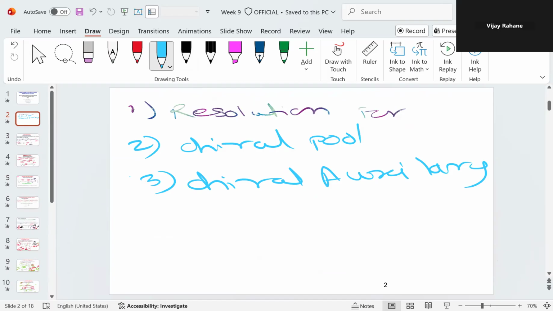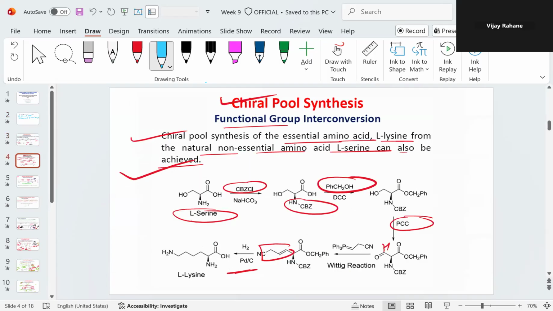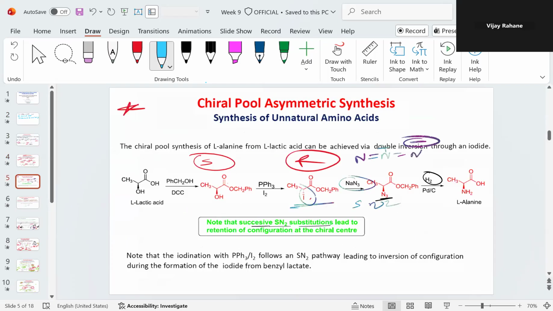I have given a little bit of introduction to all of these approaches in the last lectures. In the last lecture we saw the resolution and the chiral pool synthesis. In today's lecture, we have covered some examples of the chiral pool synthesis. This is the first example that we have seen. This is the second example regarding the chiral pool synthesis. Then this is a similar example of chiral pool synthesis along with some functional group interconversion.